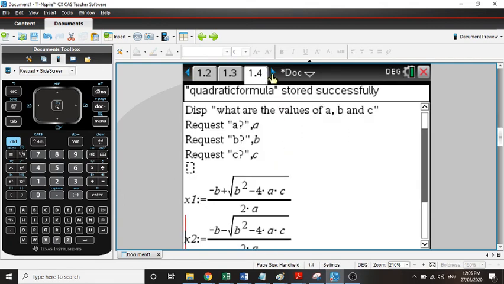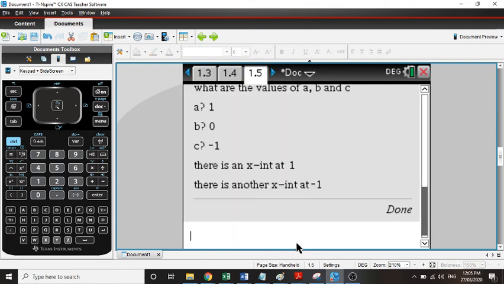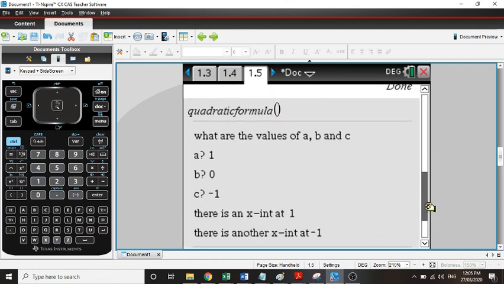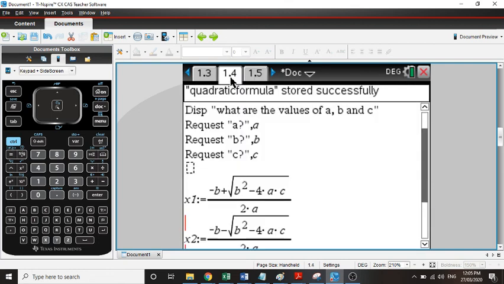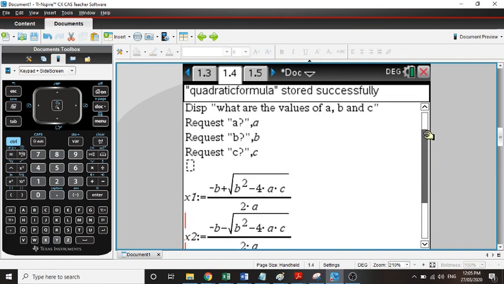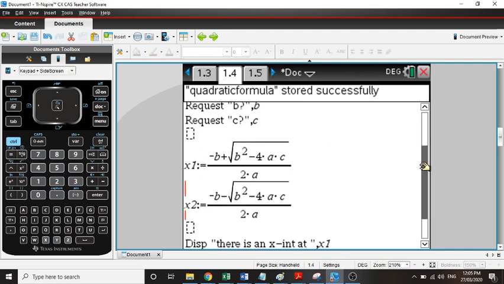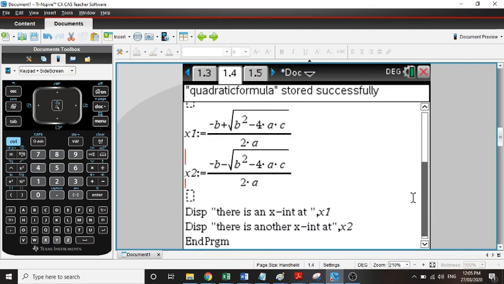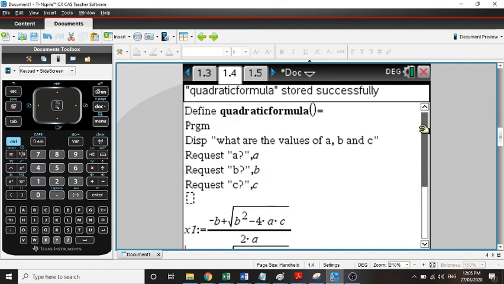So what I'd like for you guys is to program that. So as I did it here, that's what you've got there. What I'd like for you guys to do is to program that and show me that you can actually use it to find some x-intercepts for a quadratic equation. But that's how you write a program using CAS.